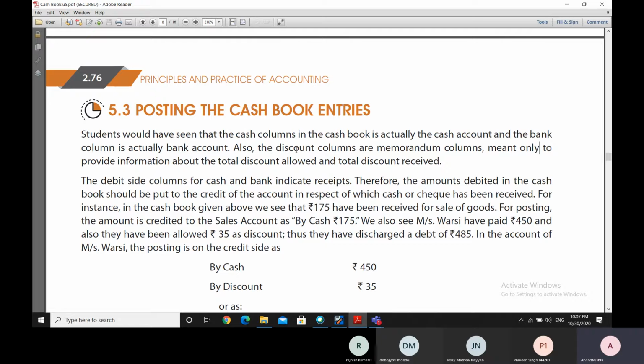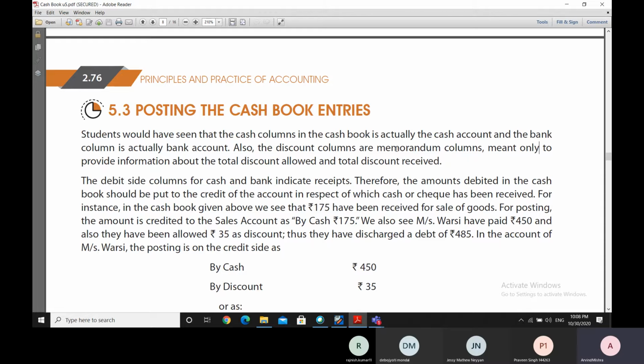So we have seen that the cash column in the cash book is nothing but the cash account, and the bank column is nothing but the bank account. Now, the discount columns are memorandum columns, and memorandum columns are meant to give information about how much discount is either given or taken.